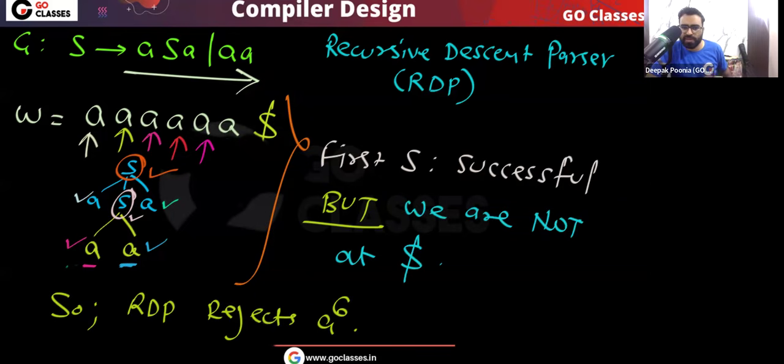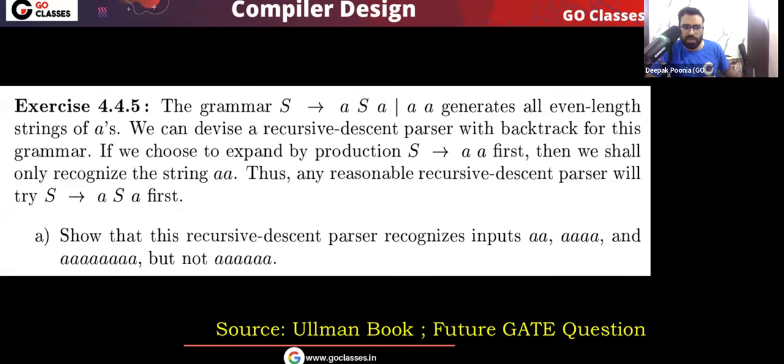I hope you understood the complete explanation. Please tell me, did you understand? This is really a beautiful Ullman question. You can notice this is the grammar. We need to apply productions in this order, using a recursive descent parser with backtrack. The question is asking to show that the recursive descent parser will recognize AA, A power 4, A power 8, but not A power 6. So this is what we have seen. Is this clear?